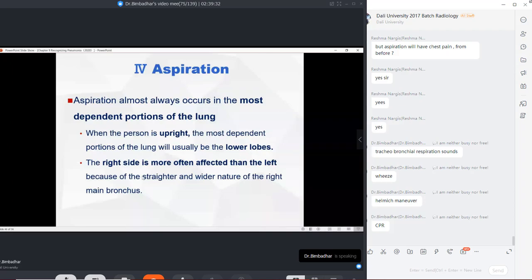Then the right side is more affected than the left, because the right main bronchus is more vertical and wider in nature. The right side is more vertical, more straight, and wider than the left main bronchus. So that's the reason the food particle could have entered that patient's right lung, and has been dislodged down most probably into the lower lobes.